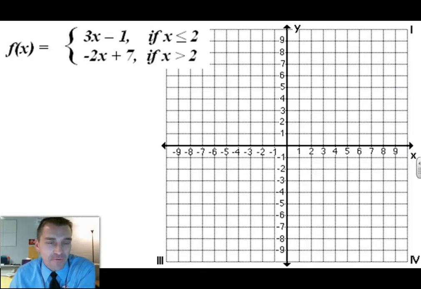All right, here we go. The first one on the actual graphic organizer that I told you to print out, or you could just pause it right now and write this down. But here's your piecewise function. Notice we're not evaluating it. We're going to actually graph this function, this whole piecewise function, this piece and this piece on the coordinate plane.